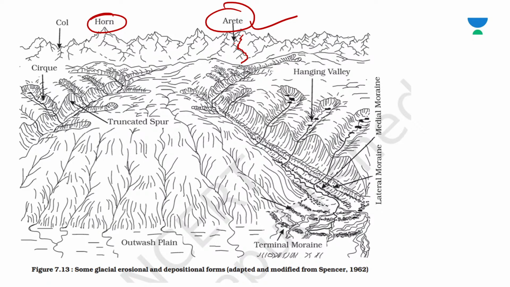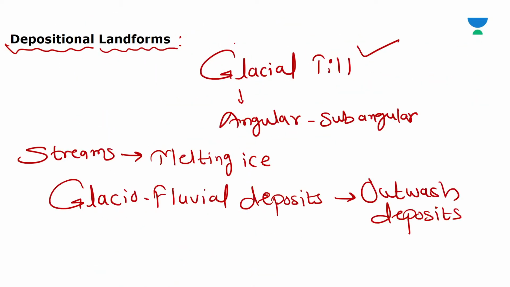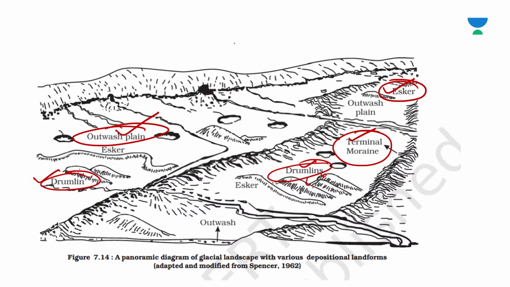One end of the drumlin, which faces the glacier, is called the stoss end, which is blunter and steeper than the other end, which is called the tail. So stoss and tail are the ends of the drumlin.